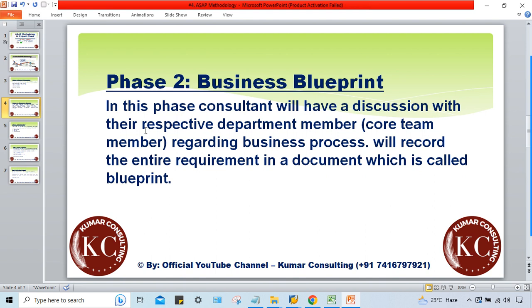Now we have to discuss with the, look at here, core team member, right? Now regarding to understand their business process, okay? Now another thing is, we'll record the entire requirement in a document. When we are going to, let's suppose if you have a discussion, right? That okay, so client will say that okay, finance department, how many processes, how many activities are there, like finance team.